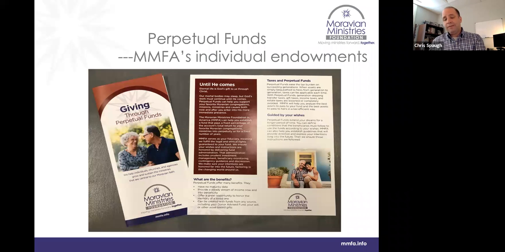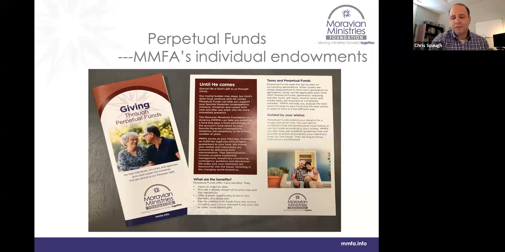We have individual endowments here at the foundation. We call them perpetual funds often. Like mentioned earlier, not all of them are perpetual. Not all of them last forever, but that's kind of what we call them. And again, endowment's a buzzword. Often we use perpetual funds or funds, but we can help if you're an individual and you want to make a plan to support several ministries that are important to you. Then we're here to help you with that.